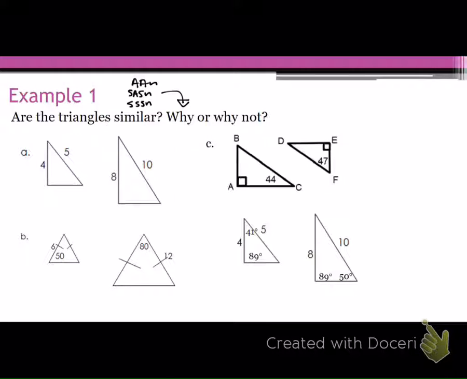So, are these two triangles similar? Are 4, 5, and 8, 10 similar? Do we know that two angles are congruent? Do we know anything about two angles being congruent here? No, we do not. They are not marked. Do we have side-angle-side? Do we have two sides and an included angle? We have two sides, right? Is the included angle marked, though? Do we have three sides marked? No, so there's not enough information. So we're going to say not enough information.